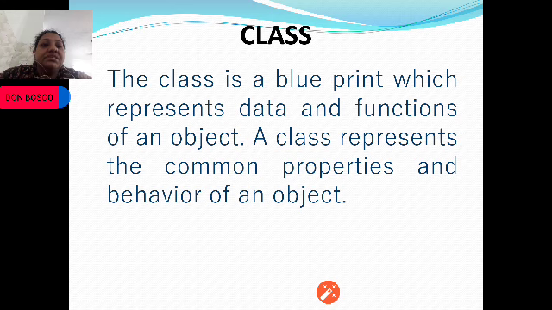What does it represent? As I told you, an object has two things: the characteristics and the behavior. The characteristics are represented using data and the behavior of the object is represented using functions. Therefore, the class represents the data and functions of an object.